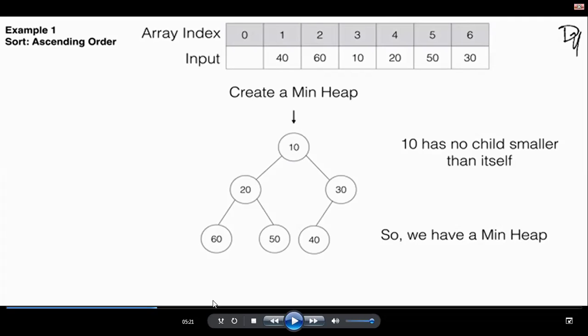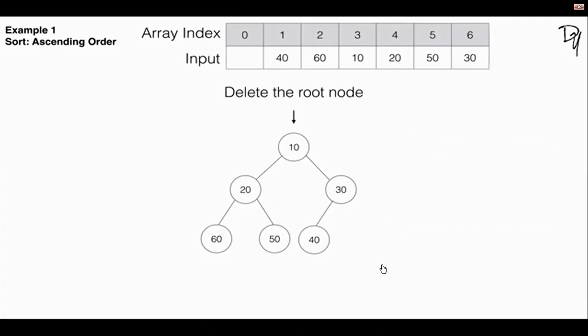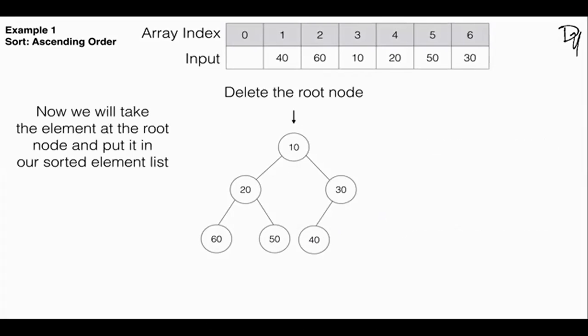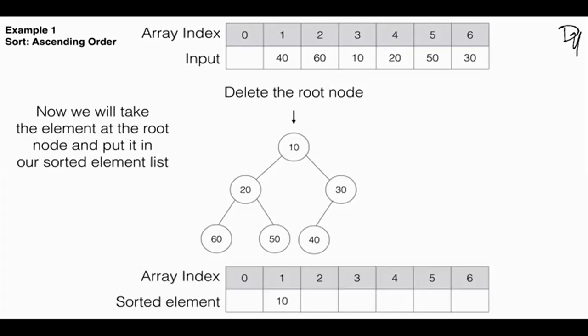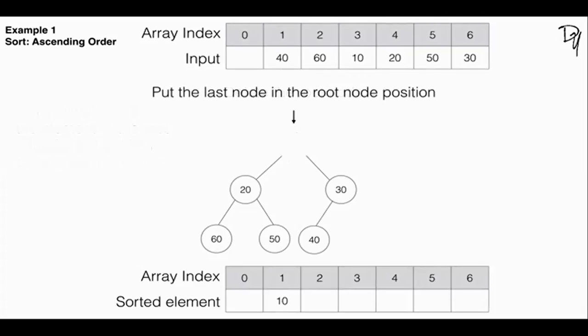So it will come to the first position in array. And what is the last element in this array? What is the last element? 40 is the last element. So I can replace that 40 here. Just see how it is happening. I have to delete the root node. And I can put that root node in the sorted element list, because it is the smallest element, right? So I can put it in the sorted element list.